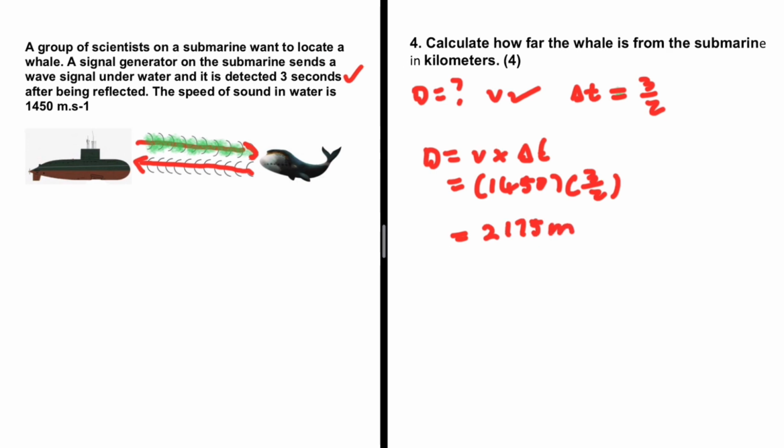Hold on. The question says in kilometers, not in meters. So we actually have to divide this distance by 1,000 in order to convert the meters to kilometers. So let's go ahead and do that. The distance will be equal to 2,175 divided by 1,000. And then our answer, rounded off to 2 decimal places, will be 2.18 kilometers.